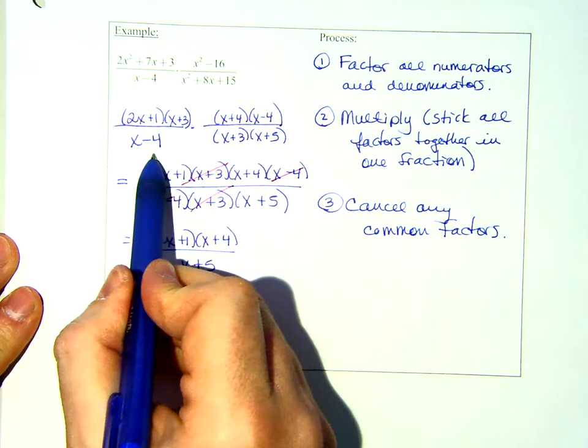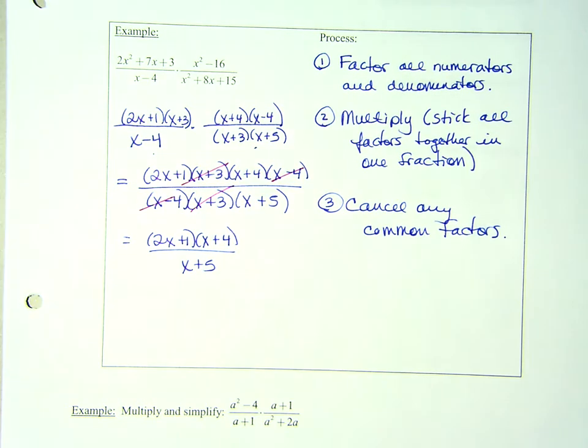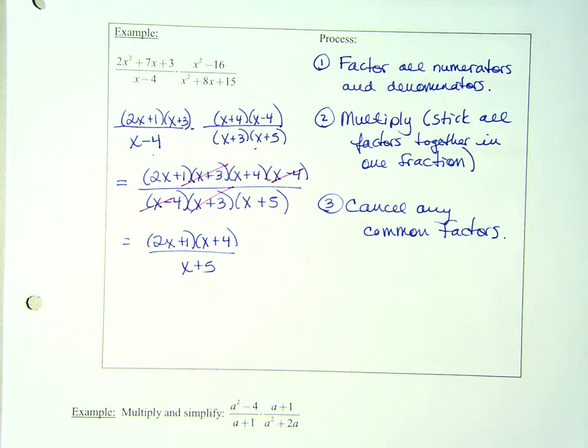Factor, factor, factor. A lot of factoring. Stick the numerators together, stick the denominators together. Then you cross things out. That was a much more difficult example than what's on the bottom of the page. Go do the bottom of the page.